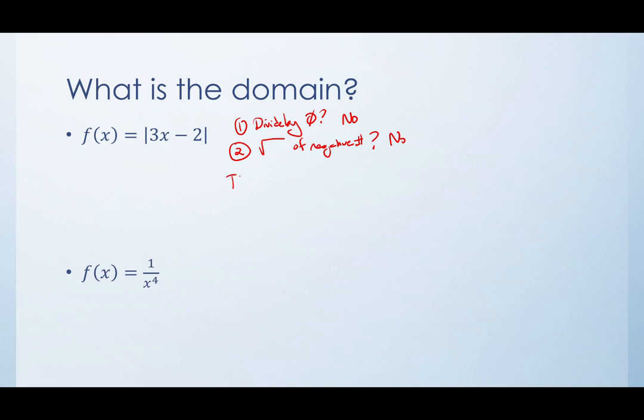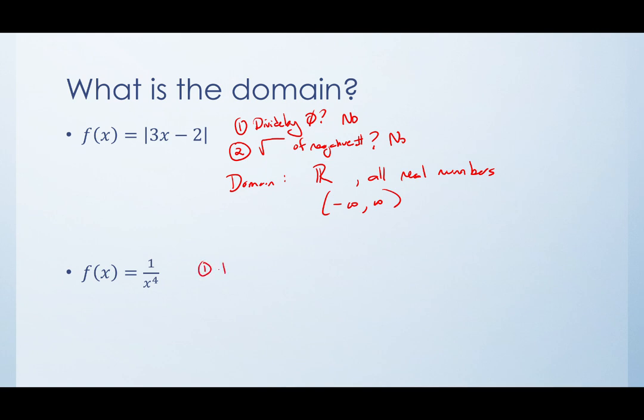So this domain becomes very simple. It's going to be all real numbers. Or we can write all real numbers, except I can't spell. Or in interval notation, we can say negative infinity to infinity. It's all good.